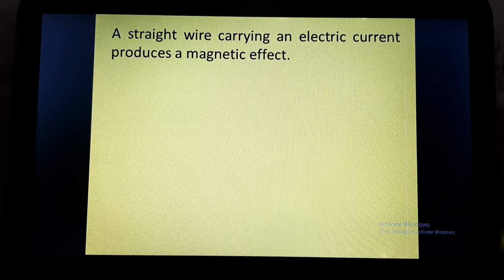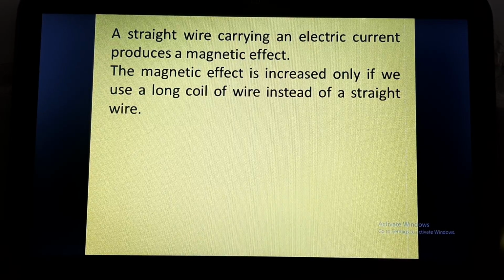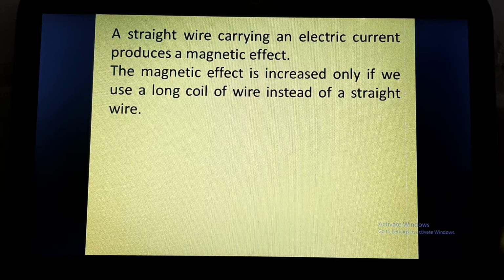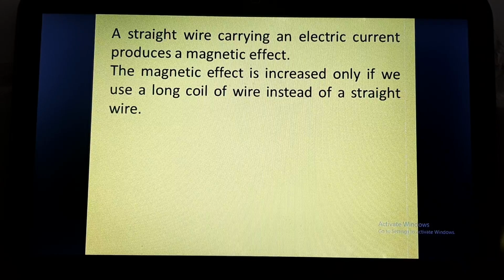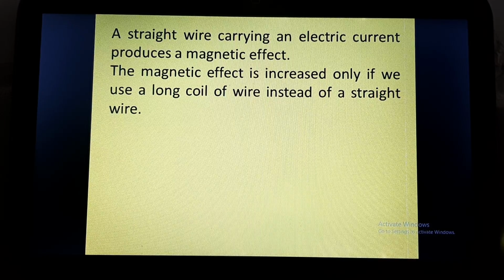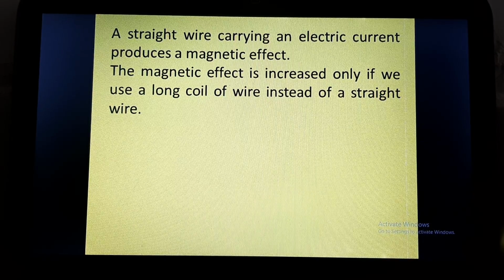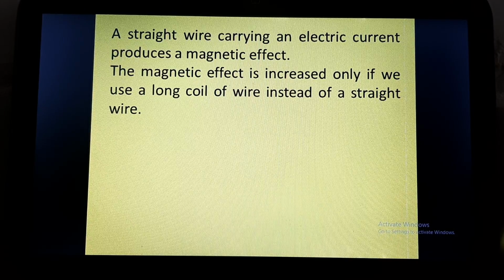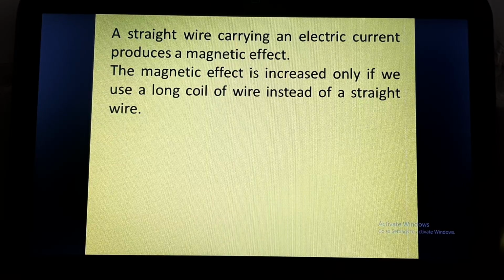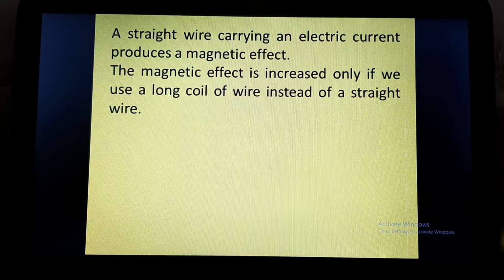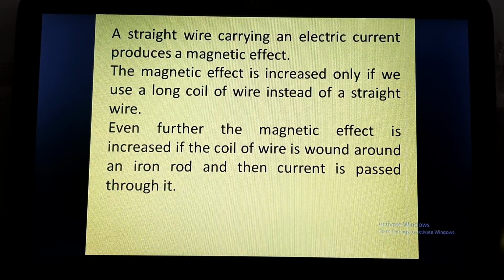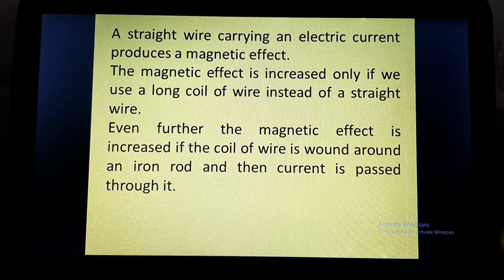A straight wire carrying an electric current produces a magnetic effect, and this magnetic effect can be increased if, rather than using a straight wire, we use a long coil. A straight wire will also produce magnetic effect, but if you want to increase it, rather than taking a straight wire, you take the wire in the form of a long coil. And even if you want to increase the magnetic effect further, you can put an iron bar or iron rod inside this coil. So what will happen? The magnetic effect can be increased.